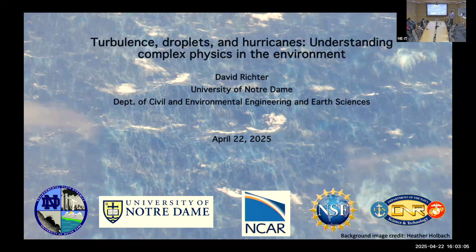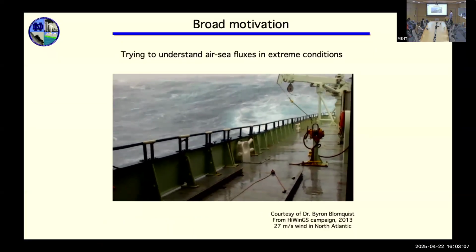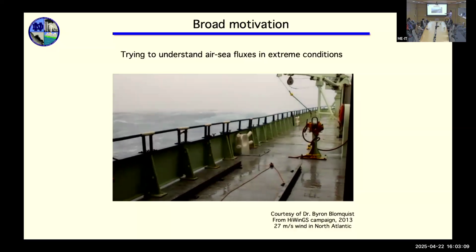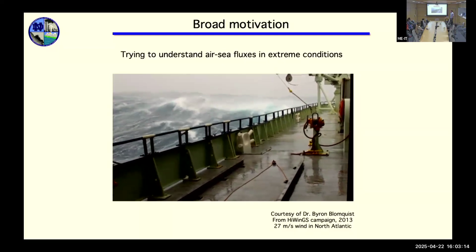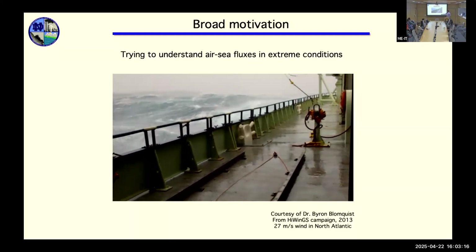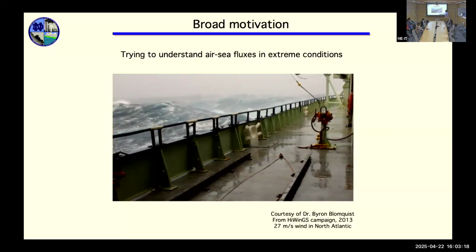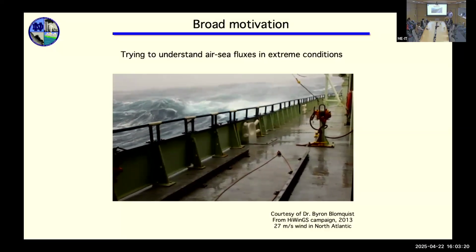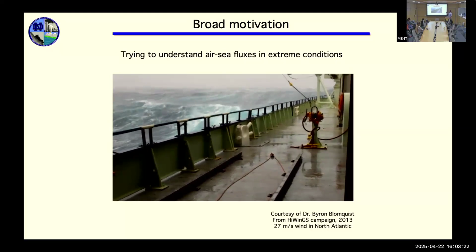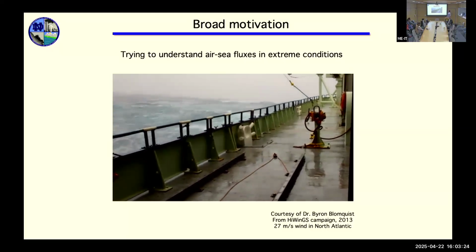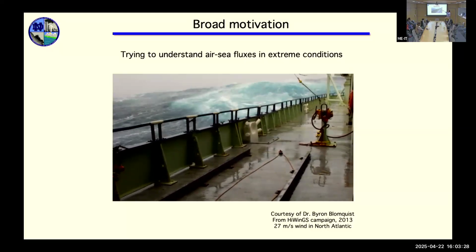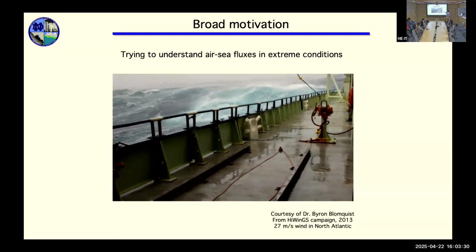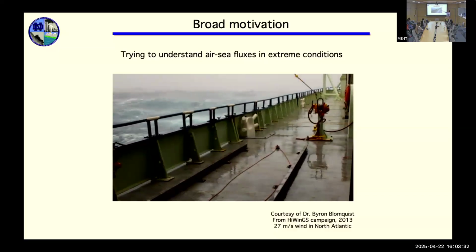So this is a video that I like to show to motivate the problem. I got this from Byron Blomquist from the High Wings campaign. This is the North Atlantic, so this is not a hurricane. In fact, this is 27 meter per second winds, which is not yet Category 1 strength. So this is tropical storm strength, although again, it's not even in the tropics. But the overarching question is, how do we understand and parameterize air-sea fluxes in this sort of environment?